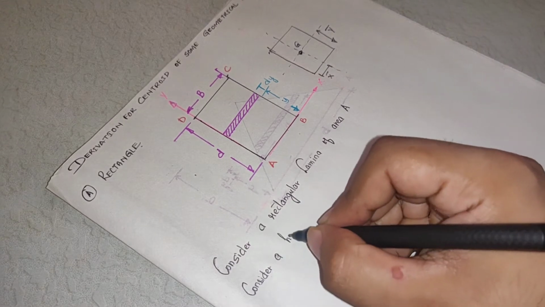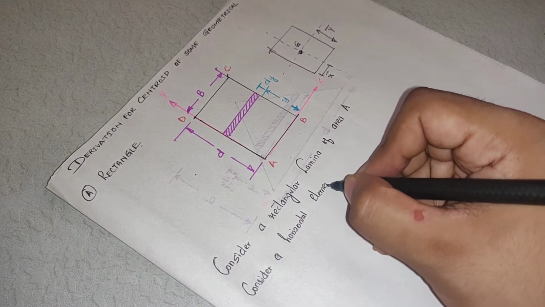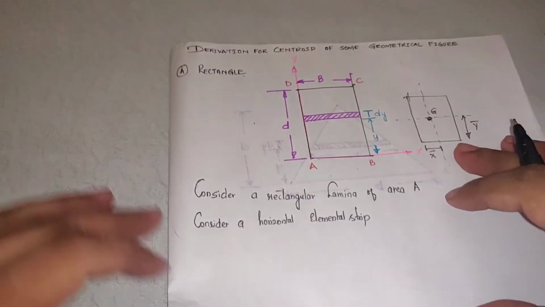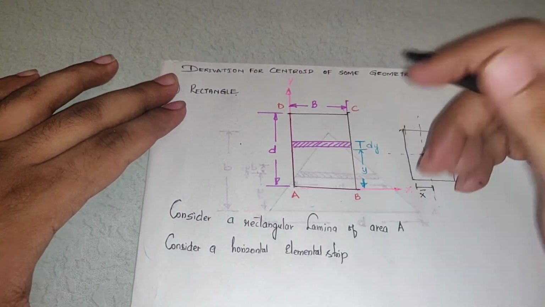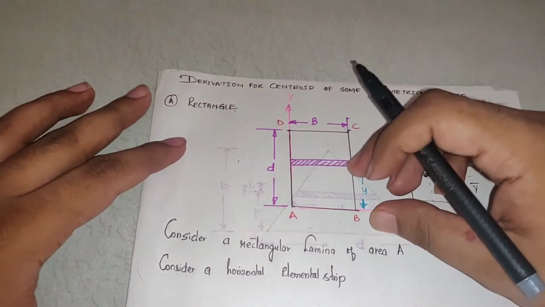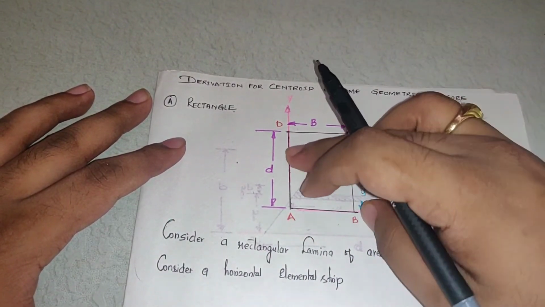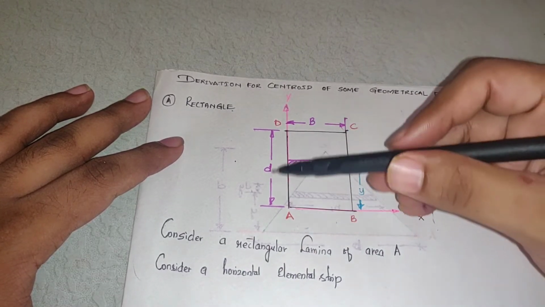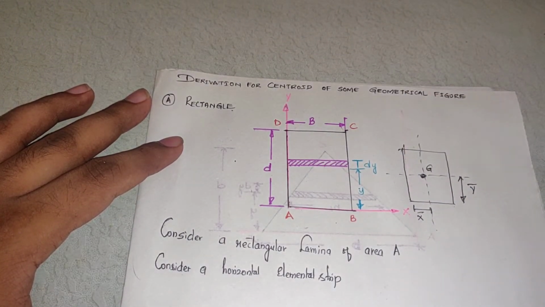This is the horizontal elemental strip. Why is it required to take a horizontal elemental strip? It will be easy if I calculate the centroid of this elemental strip, because it is rectangular. If I can calculate the centroid of this elemental strip, then if I multiply by the number of elemental strips present within the rectangle, I'll get the value of x bar and y bar.